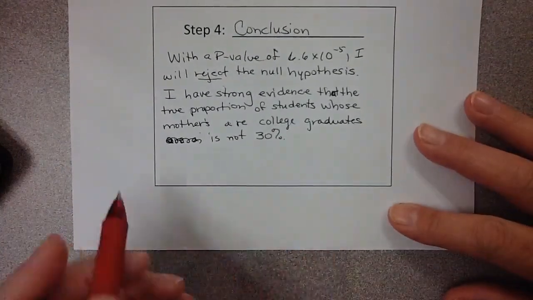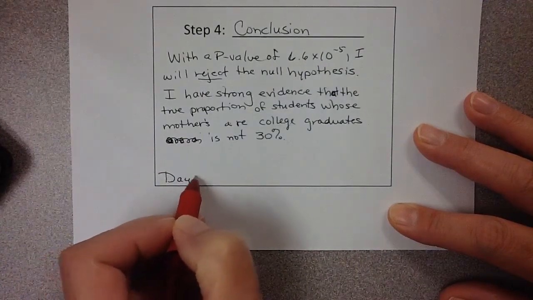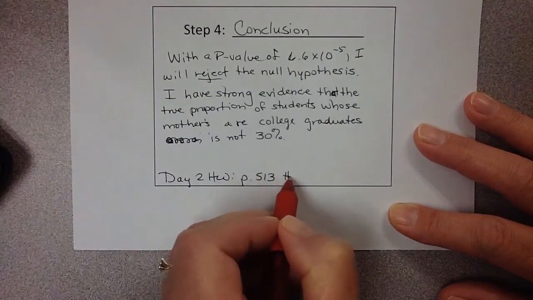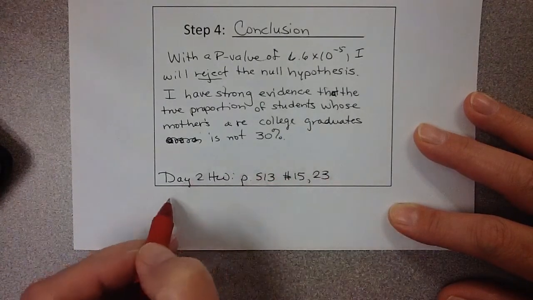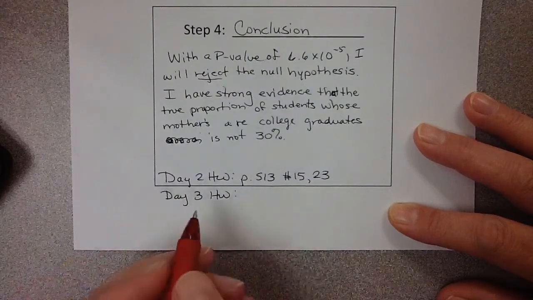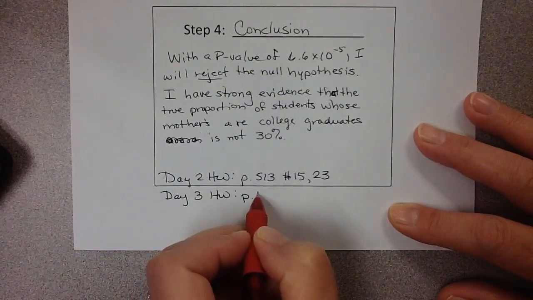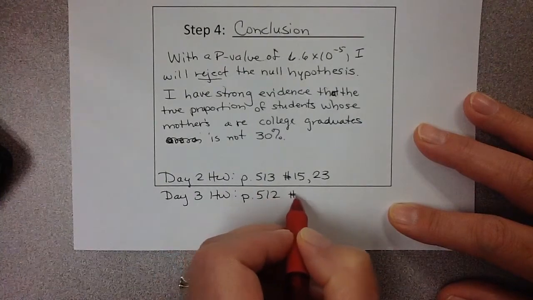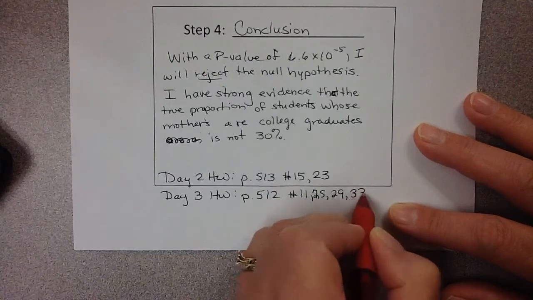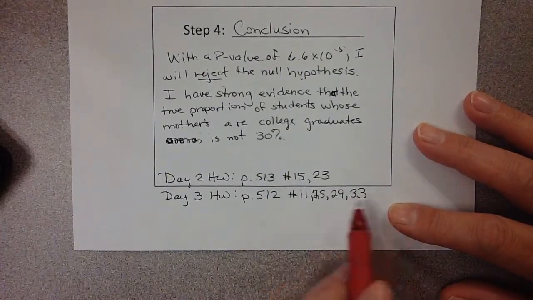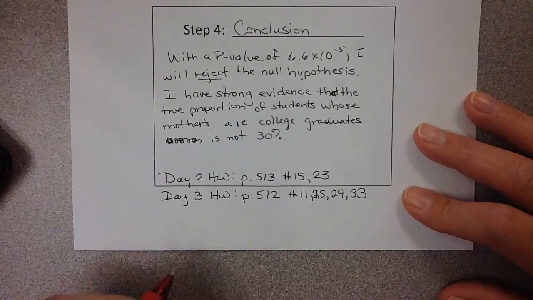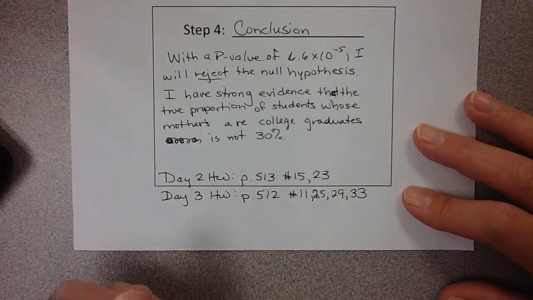Okay. So day 2 homework, from page 513, we did problems 15 and 23. And then on day 3, we didn't do any new notes. We just did extra practice. From page 512, I believe, is where it started. 11, 25, 29, and 33. All right, we had a quiz on Monday. And those of you who are out, we'll schedule a makeup when you get back.